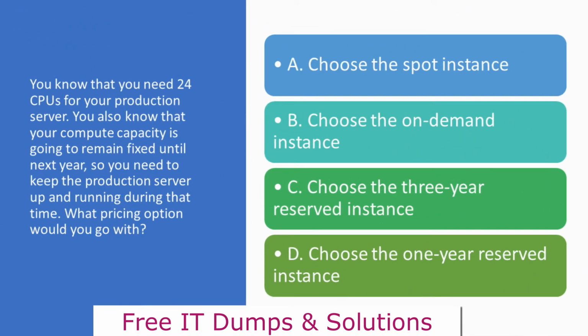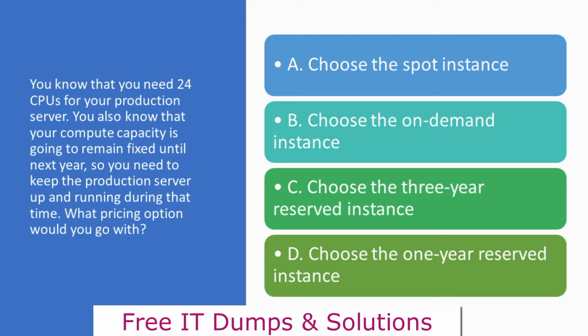You know that you need 24 CPUs for your production server. You also know that your compute capacity is going to remain fixed until next year, so you need to keep the production server up and running during that time. What pricing option would you go with? Options we have: A. Choose the spot instance. B. Choose the on-demand instance. C. Choose the 3-year reserved instance. D. Choose the 1-year reserved instance.